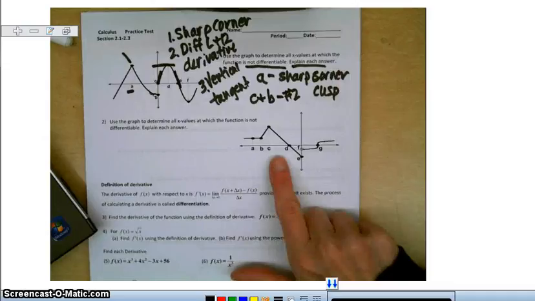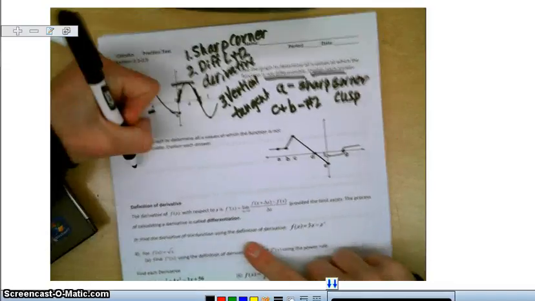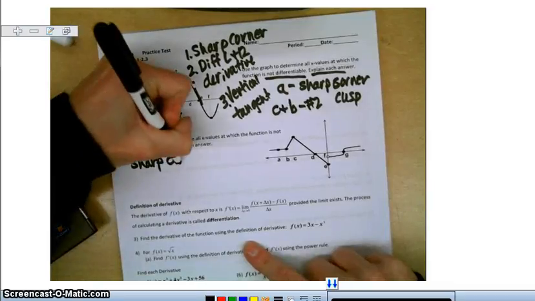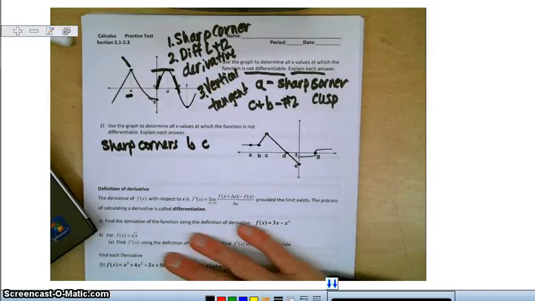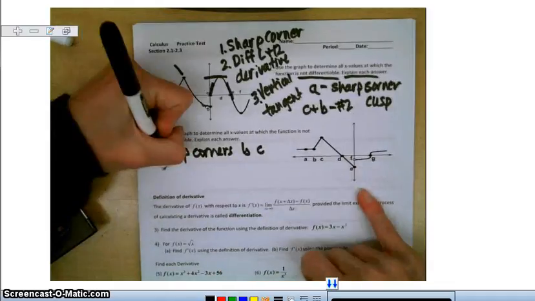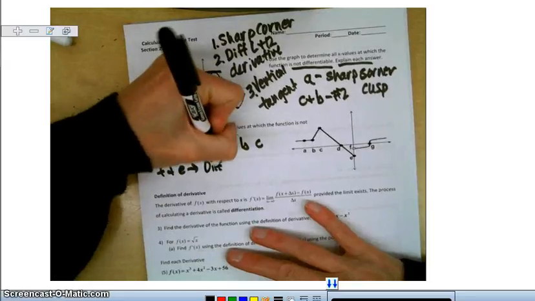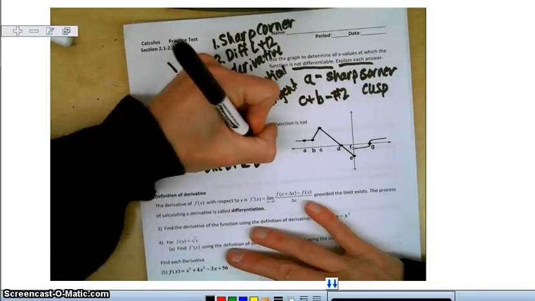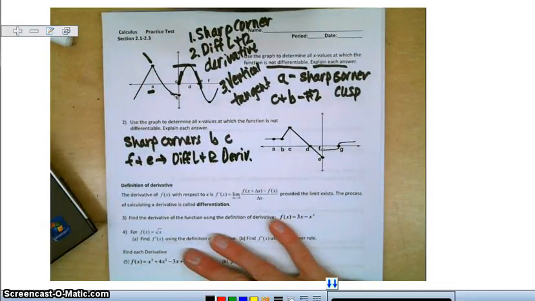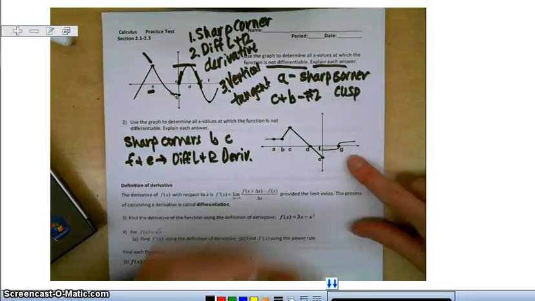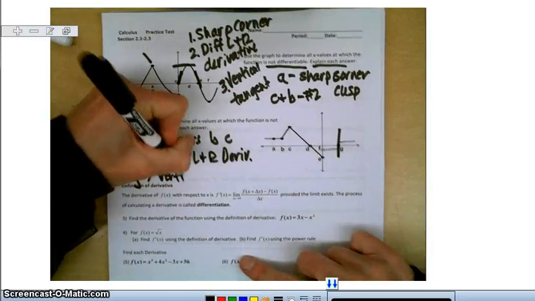So now when we go to number 2, we're looking for sharp corners. So I just go through and say, where are all the sharp corners? Well, there are sharp corners at B and C. Those are the only places there's sharp corners. And then I notice F and E, 2 different left and right derivatives. Okay, and then there's one more point, point G. If you draw the tangent line through there, point G is the third reason, it has a vertical tangent.